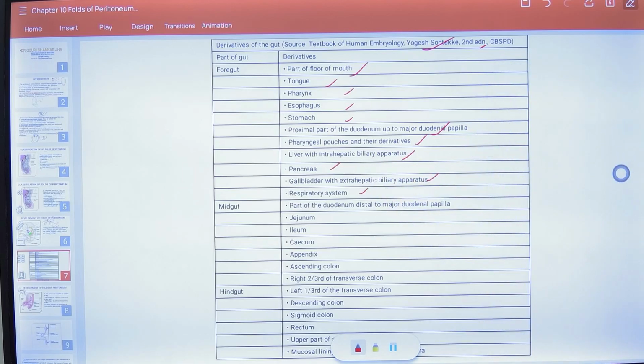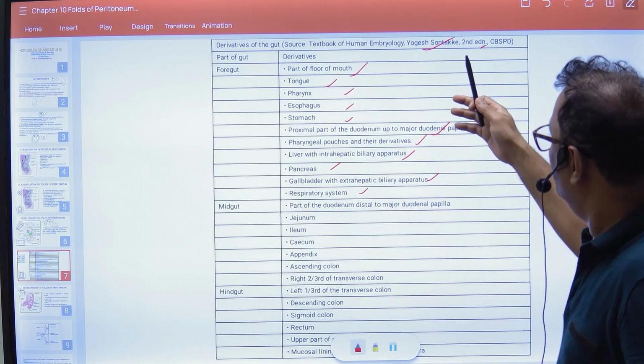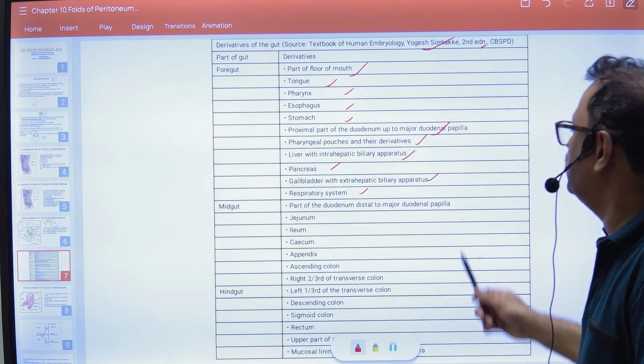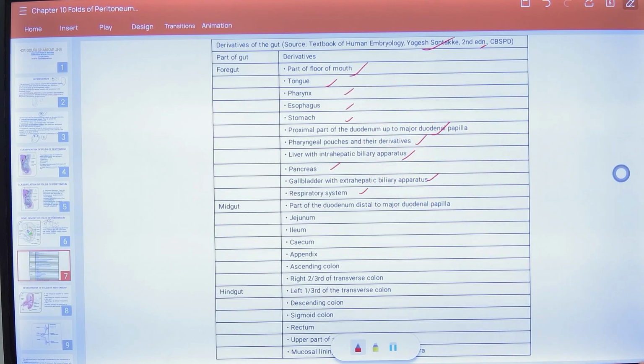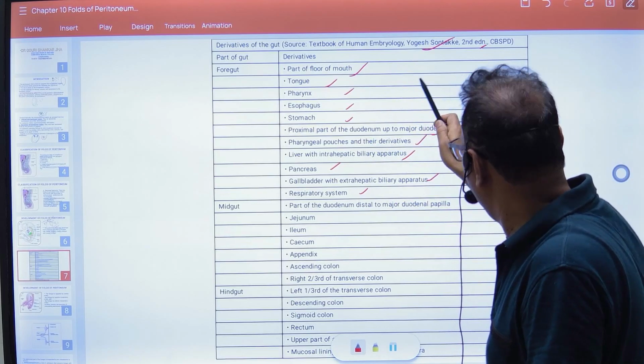Meaning, whenever we go to the blood supply of this region, all of them will be supplied by the celiac trunk only. So we have to take care of this zone.